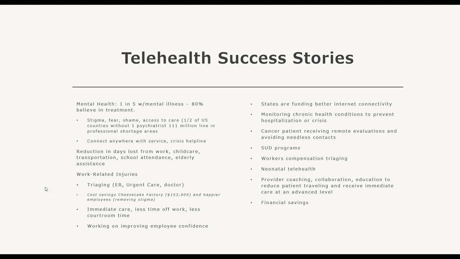Work-related injuries, triaging. I have one of the cost savings for Cheesecake Factory. They saved $150,000 one year. And the way they did it is this: they use telemedicine to do their triaging. So if an employee gets injured, they get them online and they do an assessment with a nurse. That nurse then can decide, does that patient need to go to the ER, to the urgent care, or can they wait and see if they can get in with their regular doctor that day or the next day? How serious is the illness? What needs to happen? And that patient gets that care immediately.